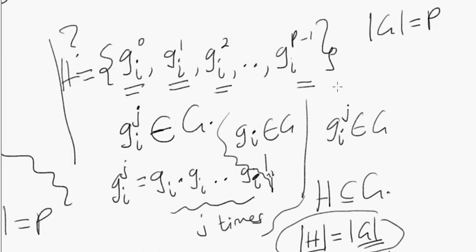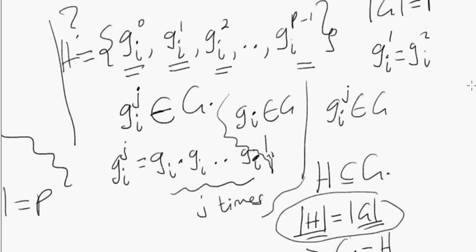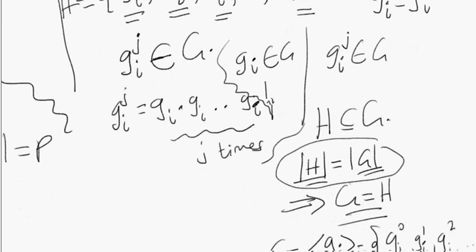Well, what if, let's say, some two of the elements in H are actually the same? What if maybe g sub i to the 1 equals g sub i to the 2? Would it then be possible for the set H to have exactly p elements? Wouldn't the set have fewer elements if some of the elements are the same? So what would we need to show in order to prove that the order of H is equal to p, which is equal to the order of G?